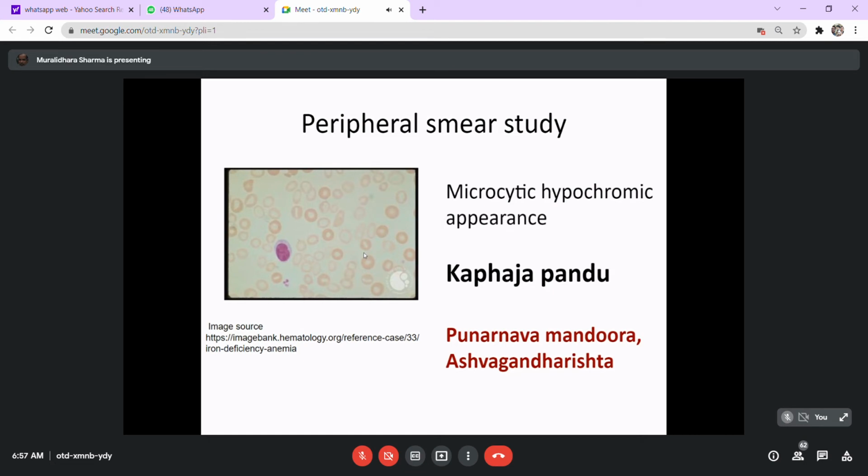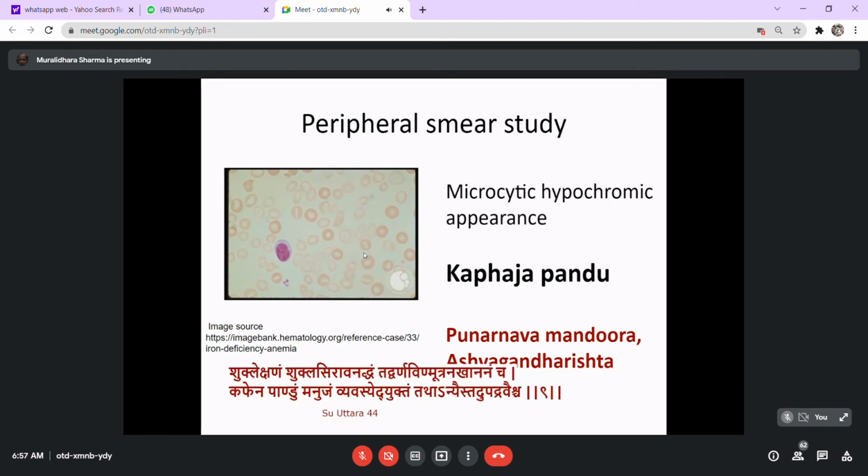And that microcytic hypochromic anemia, where the color looks pale, is actually the Vataja pandu mentioned in the Samhitas. The basic issue is that there will be an exaggeration of white color.